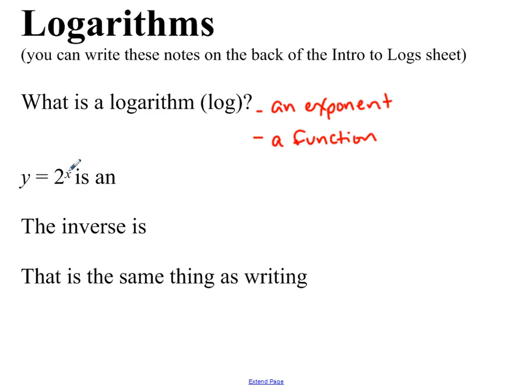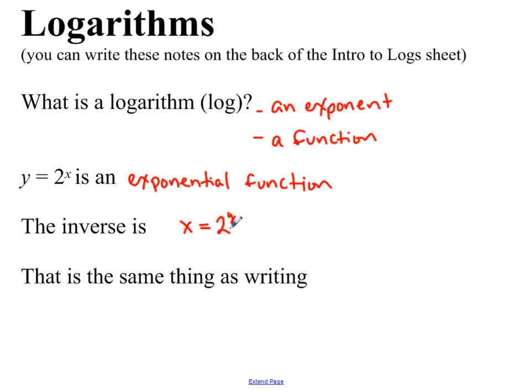Y equals 2 to the x is an exponential function. You're familiar with it. Okay. The inverse. We haven't talked about inverse in a while. Let's talk about inverse. Okay. So the inverse of this function, well, we have to switch x and y. Well, this doesn't have the y isolated, so what we can do is now rewrite this in log form.